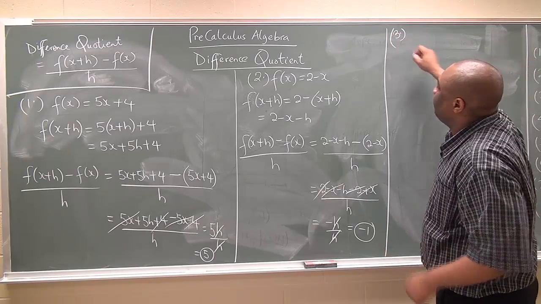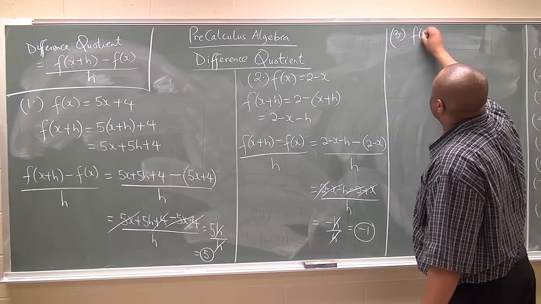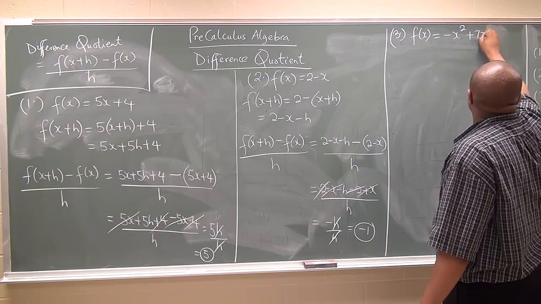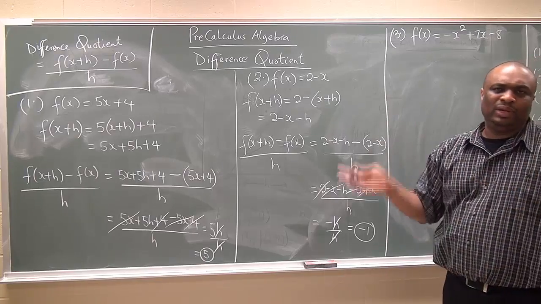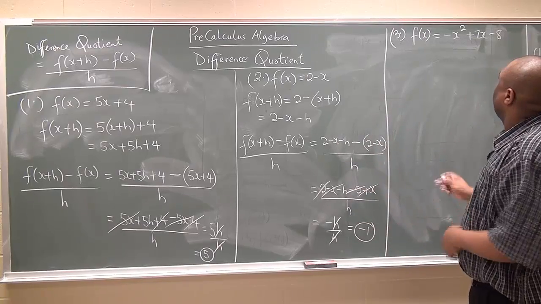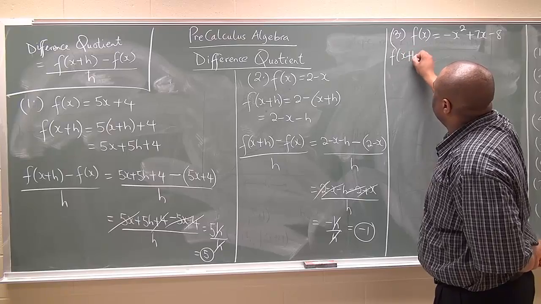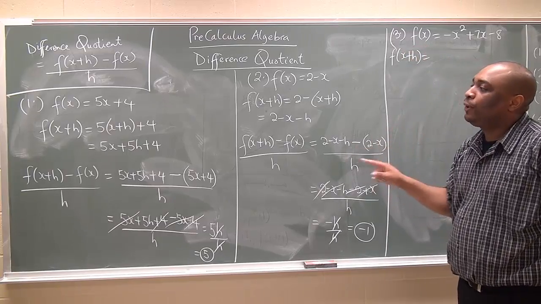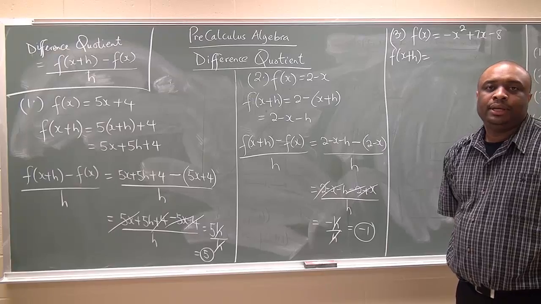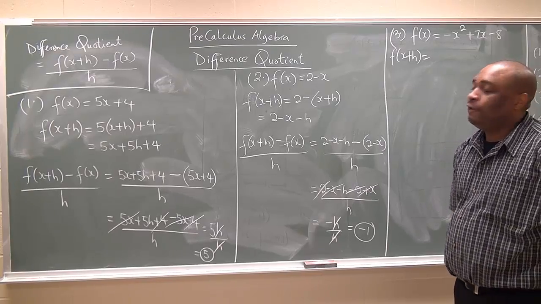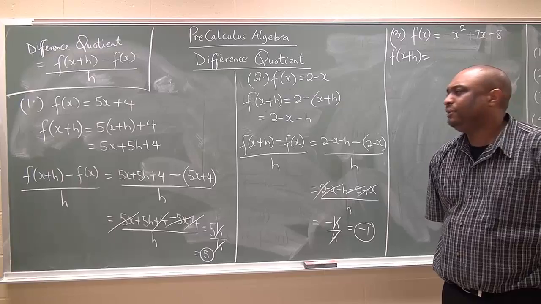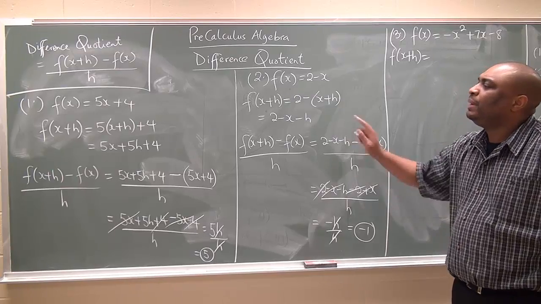Okay. Question 3. We have that f of x is negative x squared plus 7x minus 8. We have 10 questions here, and I will solve varieties. So we now have f of x plus h. Like I said earlier, this will prepare you to solve the derivative of functions, first derivative of functions from first principle. From first principle means from the definition. This prepares you to do that.